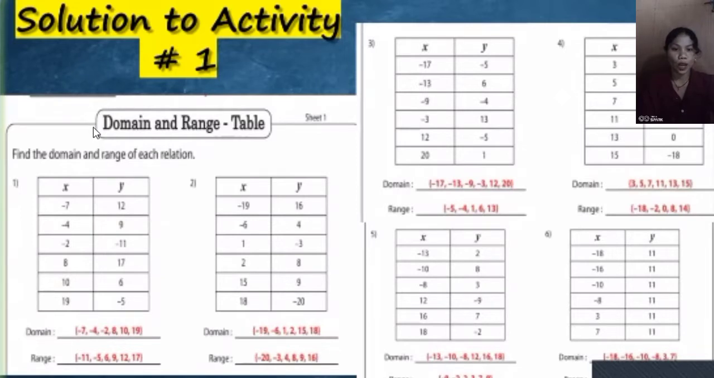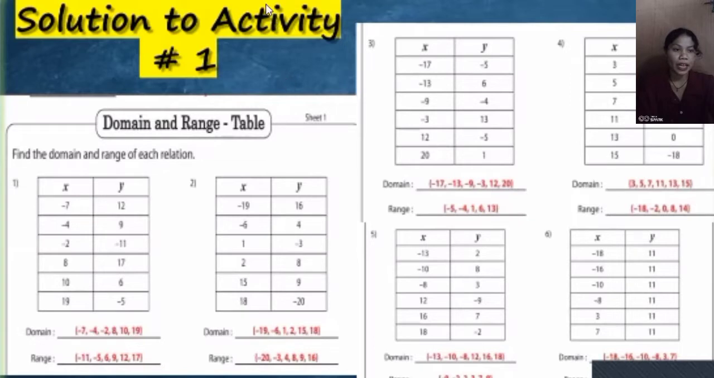And the range is 12, -11, -5, 6, 9, 12, and 17. And for number 2, the domain is -19, -6, 1, 2, 15, and 18. And the range is -20, -3, 4, 8, 9, and 16.